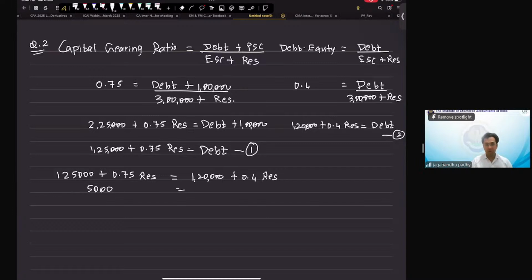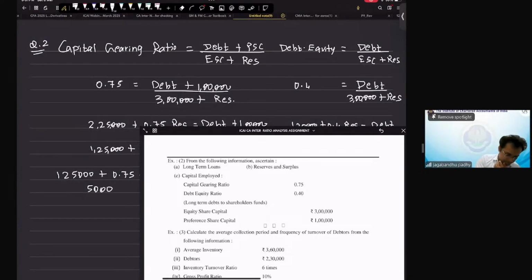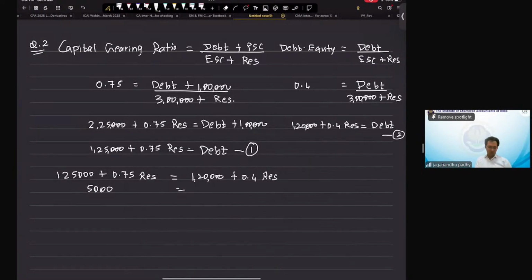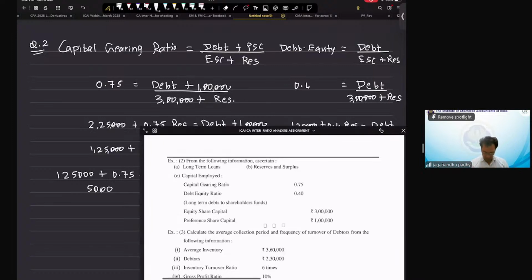That will be 0.75 into this 2,25,000 plus reserves into 0.75 equal to debt plus preference share capital, given as 1 lakh. Denominator it is equity share capital plus reserves. On the other side, you have debt on 3 lakh plus reserves. So 3 lakh into that is debt. Capital gearing ratio 0.7, debt equity ratio is 0.4. Share capital is 3 lakh and preference share capital is 1 lakh.